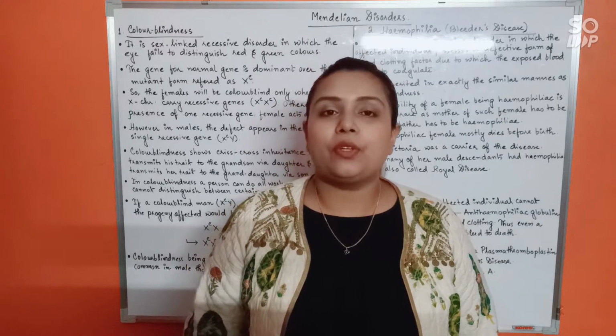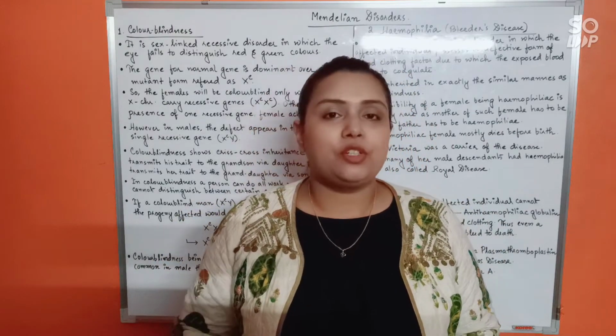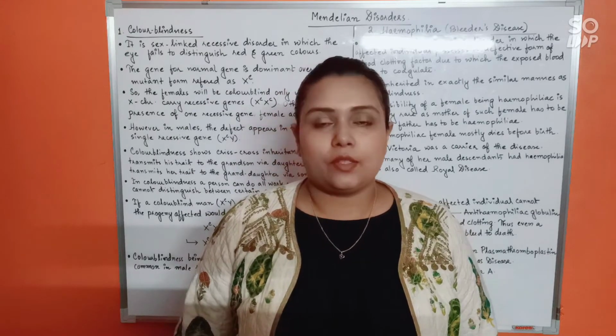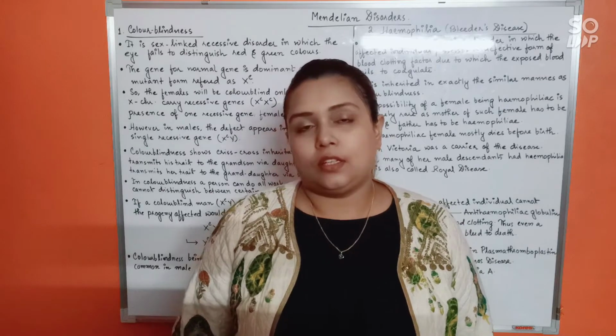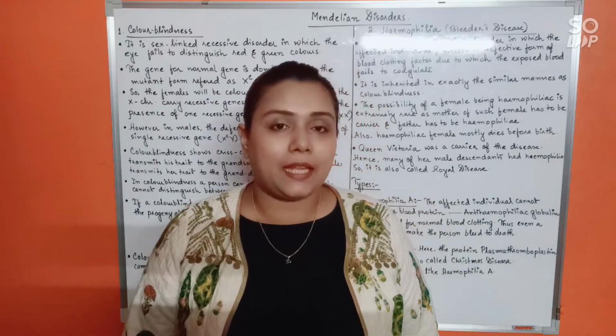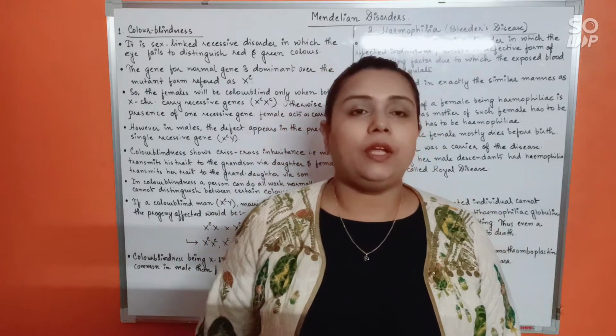In today's class, we are going to discuss Mendelian disorders in detail, which I have mentioned to you in pedigree analysis already. Now, today we are going to discuss two of the genetic disorders, that is Mendelian disorders, called color blindness and hemophilia. All right.